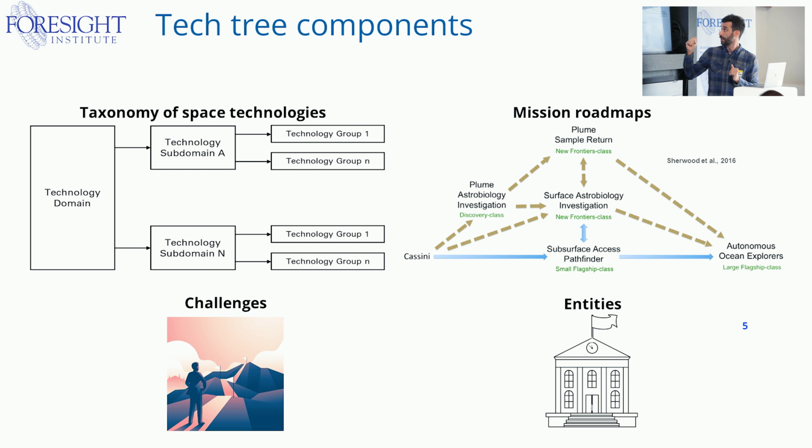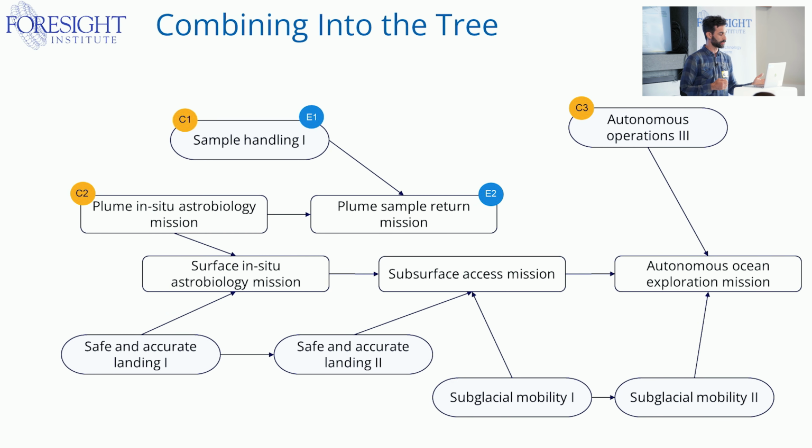There's also a lot of information on mission roadmaps, which is the next component of a tech tree. So it's essentially what you can do in space: applications, missions, and things that you want to do in space. And again it's connected in a successive manner. So you go from one to the other, more and more advanced. Another entity is the challenges that you have for developing some of these technologies or missions, and also entities that work on these technologies or are interested in them, the stakeholders in some of these applications. So this is combining everything into a tech tree.